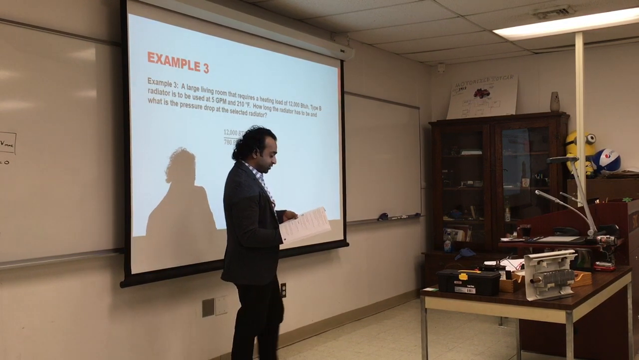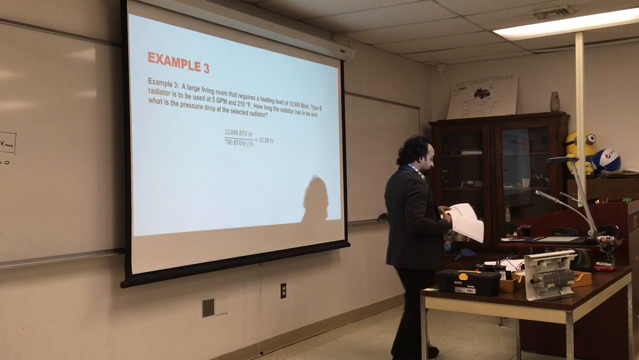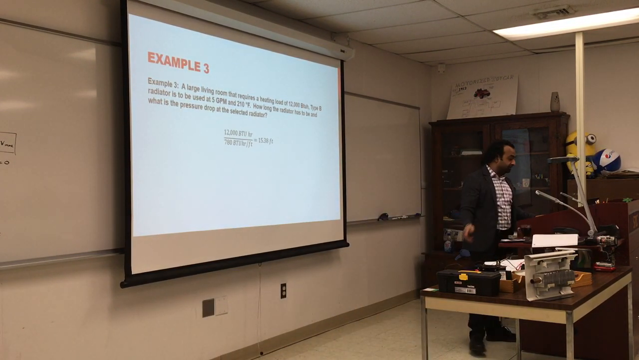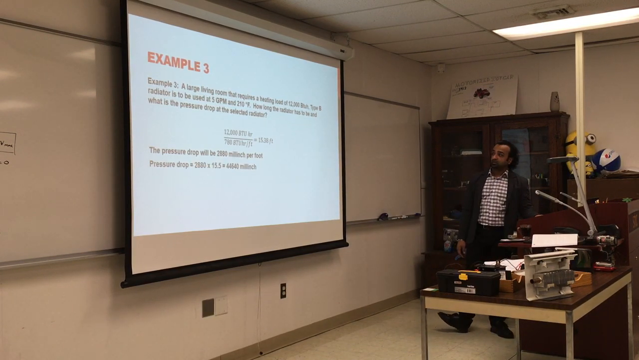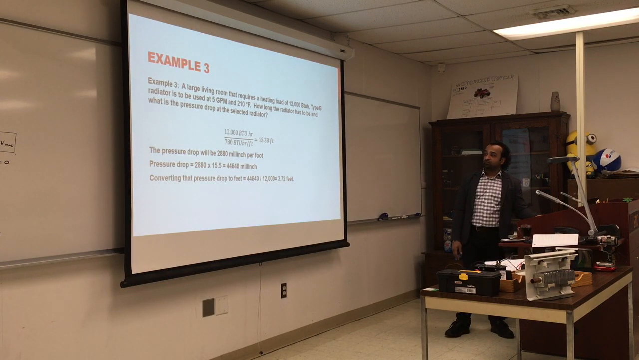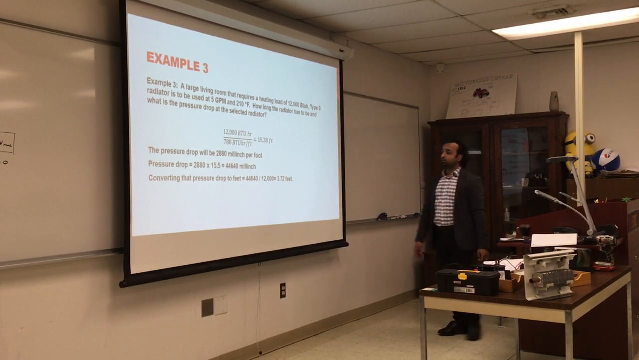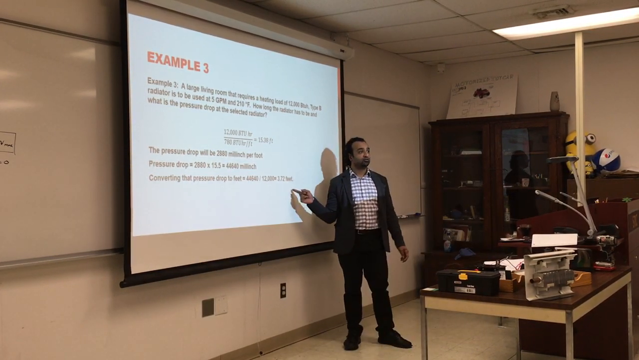And if I want to find the pressure drop, I will multiply that by 2,880. So it's the pressure drop per foot, in milli-inch. Convert that to feet, divided by 12,000, because each milli-inch is 1/1,000 of an inch and each foot is 12 inches. So I got 3.72 feet of head.